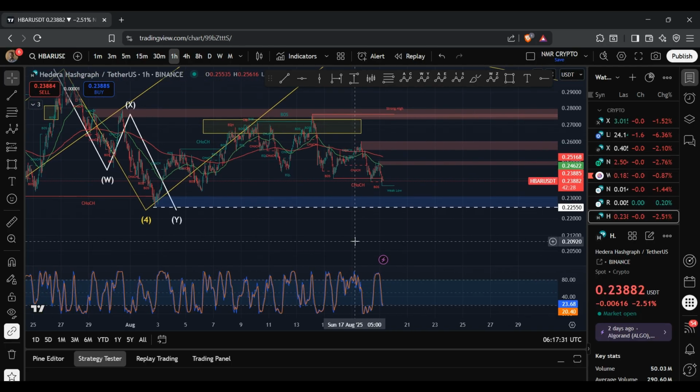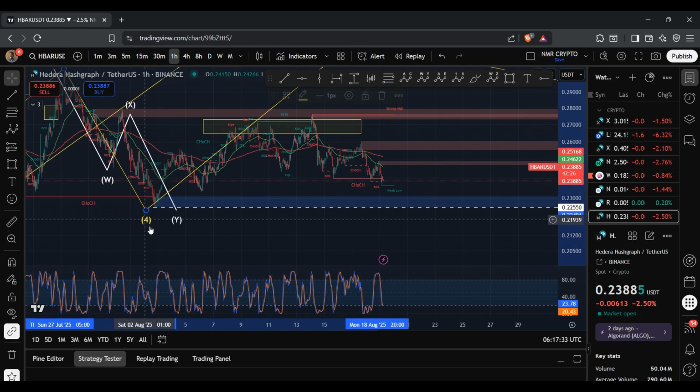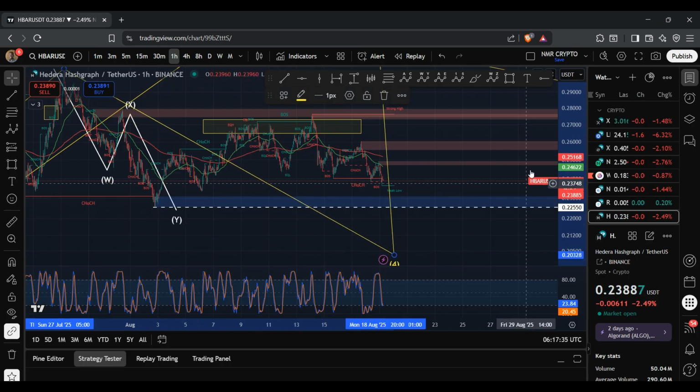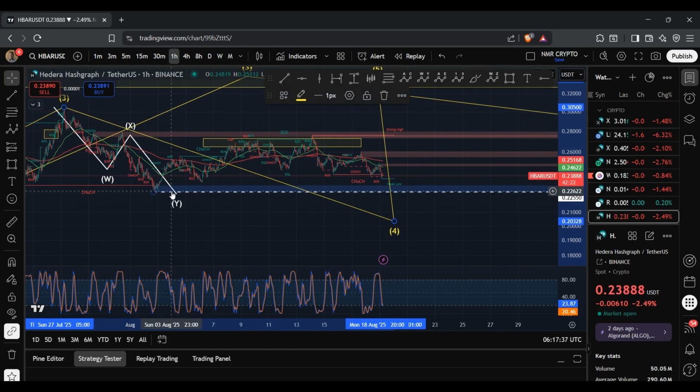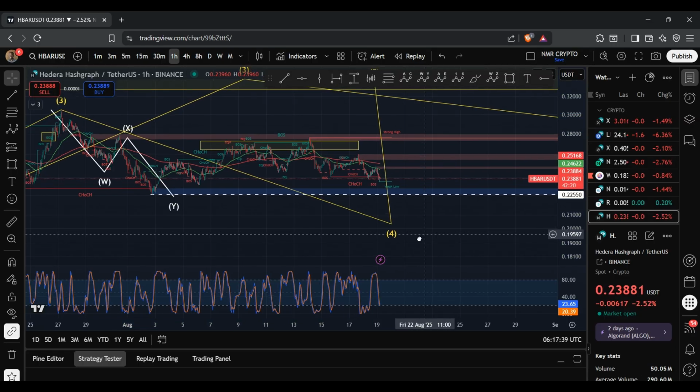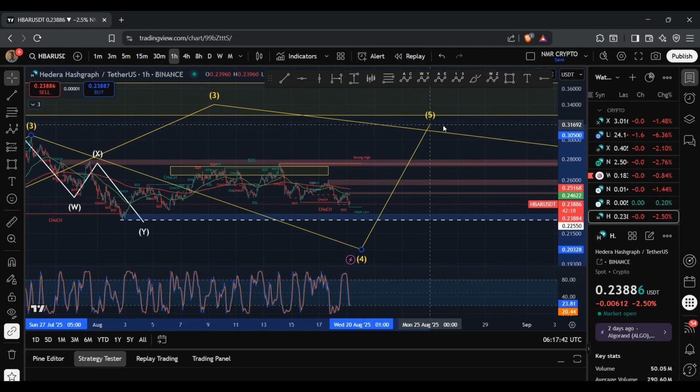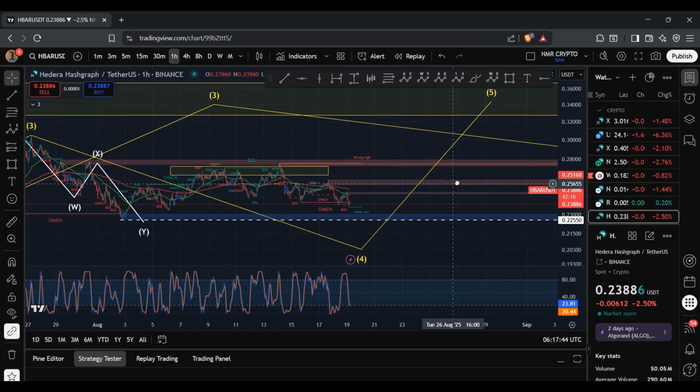But I do see this as being short-lived, given that I am still tracking this wave 4, which will have to be made up of a bigger WXY structure. And then shortly after, I will be looking out for that reversal to the upside, where we can then begin to track this wave 5.